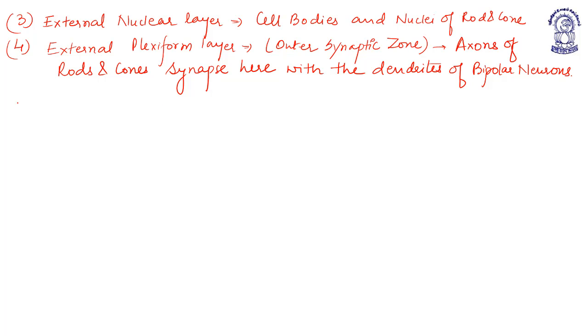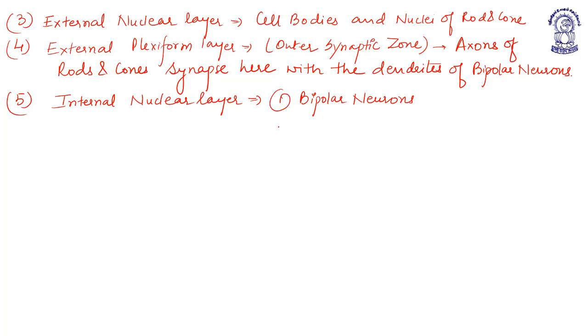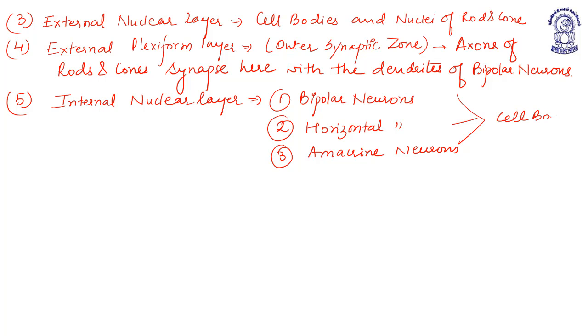Then comes the internal nuclear layer. It consists of the cell bodies of bipolar neurons, horizontal neurons, and amacrine neurons. Cell bodies. Okay.